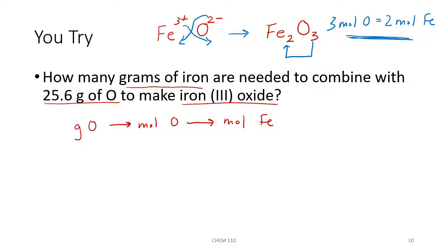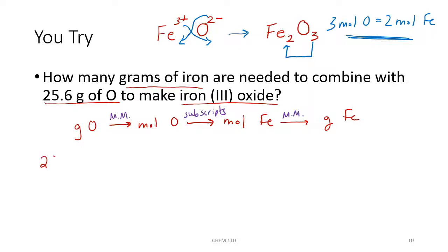And then lastly, the question asks for the grams of iron. So we're going to have to convert back to grams of iron. So first we're going to need to use our molar mass to convert to moles of oxygen. And then we're going to have to use our subscripts to convert between moles of oxygen and moles of iron. And then lastly, we'll go back to grams of iron using the molar mass for iron.